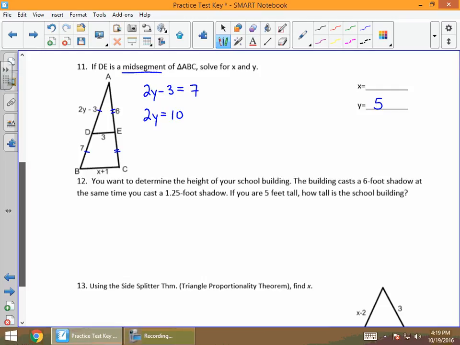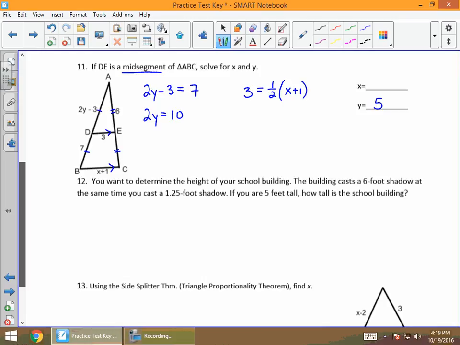Now to find x, you do need to know that if you have a mid-segment, it is always true that the mid-segment is half the length of the side that it is parallel to. So DE is parallel to BC. And the length of the mid-segment, 3, is equal to half of the long side, so half of x plus 1.